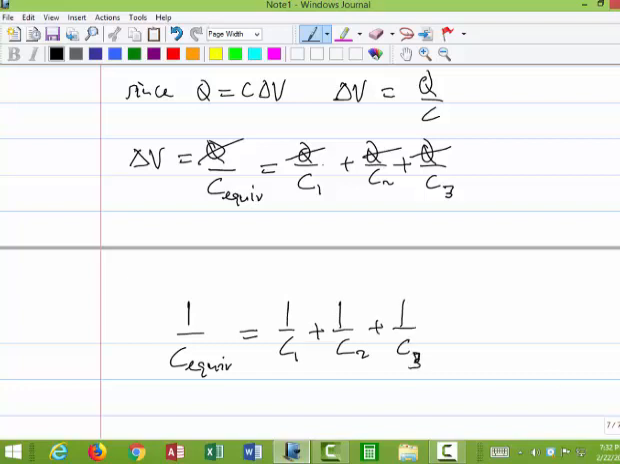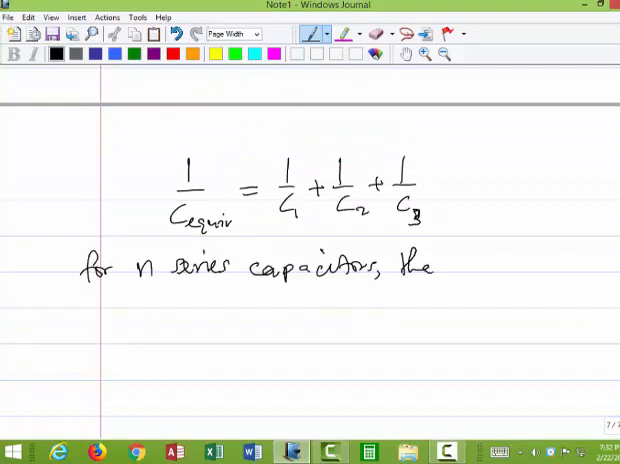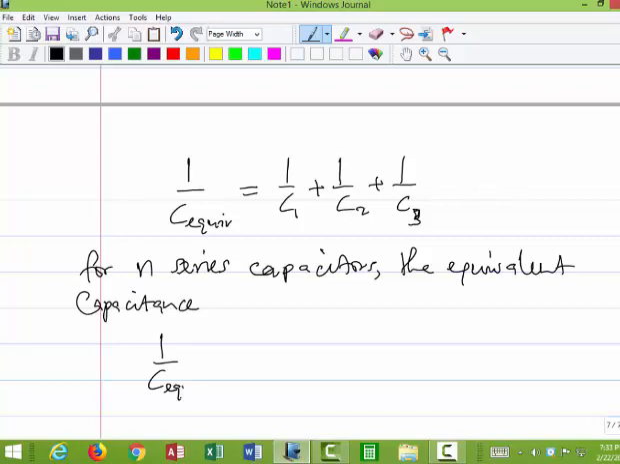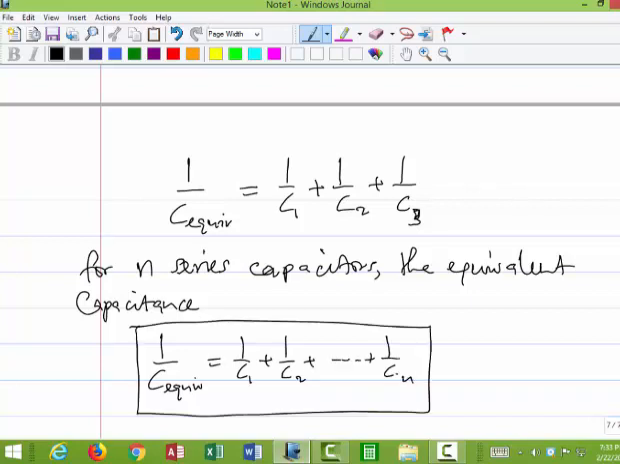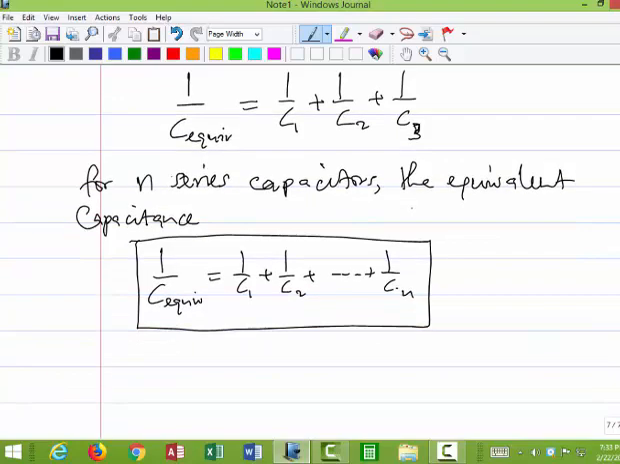Then we shall say that for n series capacitors, 1 over C equivalent is equal to 1 over C1 plus 1 over C2 plus 1 over Cn. So when you're adding capacitors in series, you take the inverse of the capacitances and add them. What this means is that if you have capacitors in series, you are reducing the effective capacitance of the whole group of capacitors. And if you have capacitors in parallel, you are increasing the capacitance. Okay, so we can stop here.